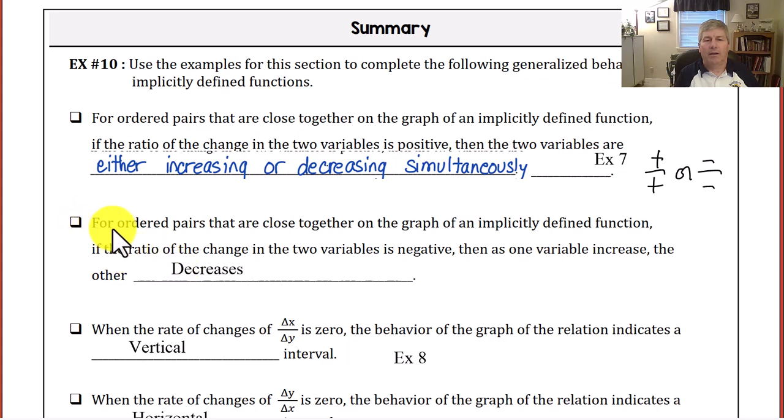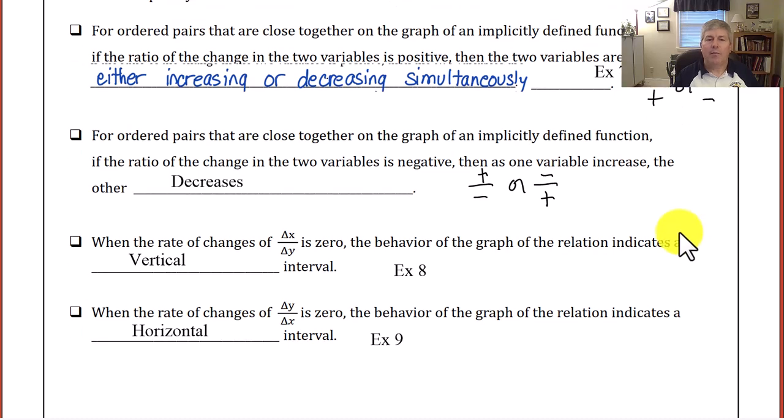Whereas for ordered pairs that are close together on the graph of an implicitly defined function, if the ratio of the change in the two variables is negative, then as one variable increases, the other decreases. So that's that positive over negative or negative over a positive.